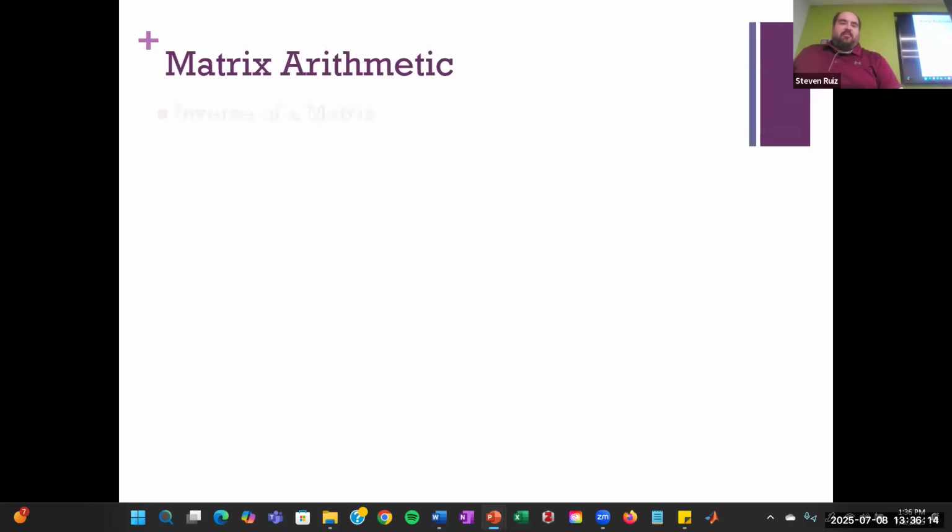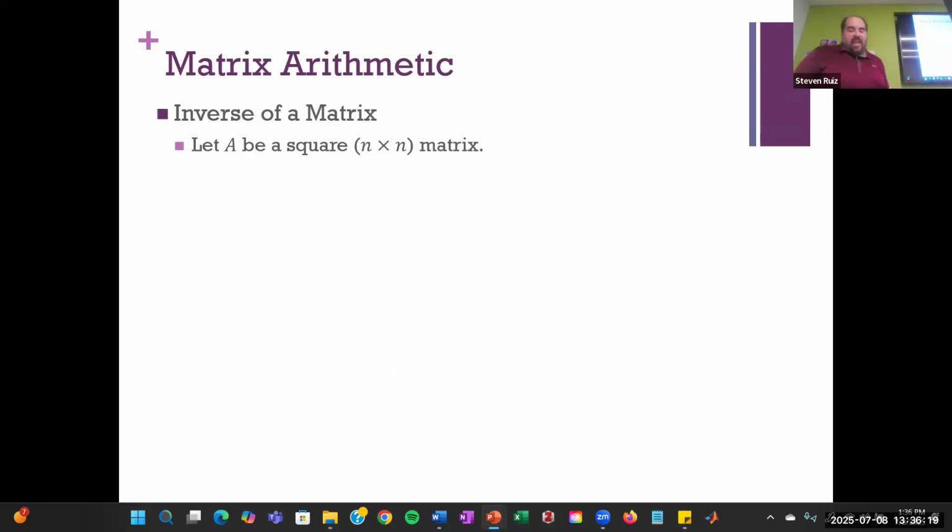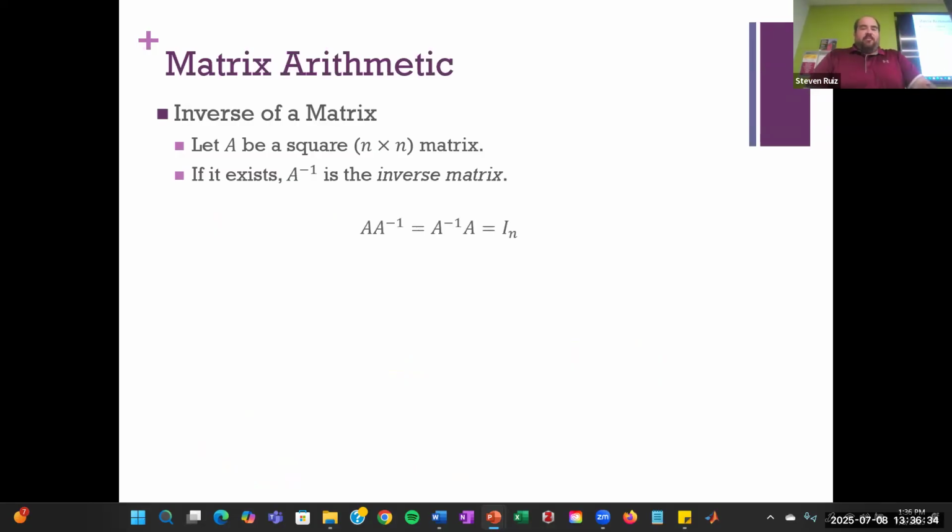So how do we find these things? The only kinds of matrices that can have inverses are square. Not all square matrices have inverses, but all matrices that can be inverted are square. So if it exists, A inverse, or A to the negative first, that's the inverse matrix. And this is, by definition, what makes the inverse the inverse. If I make that product, what I get back is that matrix that has ones along the major diagonal and zeros elsewhere.